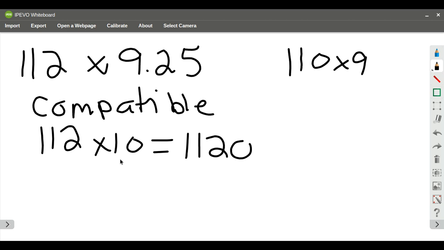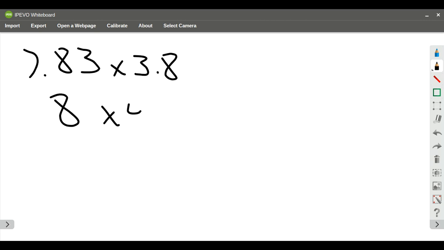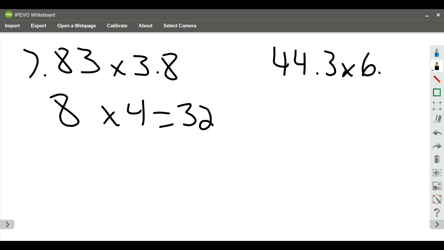And then if we take a look at number 2, it says in the examples above, selling popcorn, are the estimates overestimates or underestimates? Explain. So when we looked at rounding, we'll just go to this problem. I had 783 times 3.8, and they rounded both to the nearest whole number. So this was 8 times 4, and so I have 32. And then compatible numbers, I had 44.3 times 6.71.